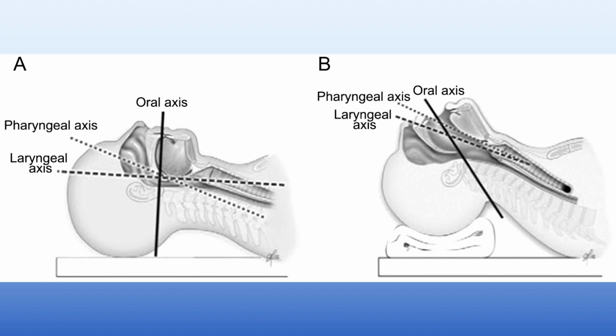By just positioning a person with the head extended and the neck flexed in the so-called sniffing position, we can get close to aligning these three axes so that we could look in the mouth and see the vocal cords. Typically, just doing this does not allow that view.